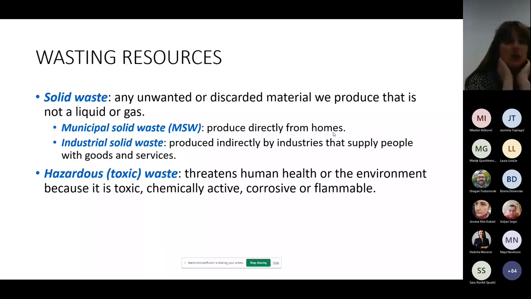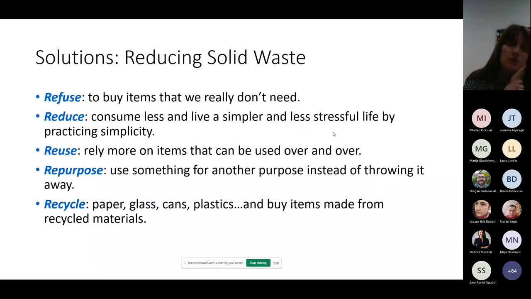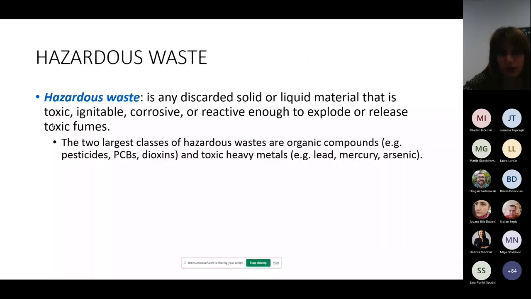So what are wasting resources and how can they be classified? They can be classified as solid waste and hazardous waste. I mentioned this a few times, and we have huge problems with these waste fields all over the region. And there are usually comments from foreigners who come here that in our region there is a huge amount of waste. So always communicate as much as you can all these R's: refuse, reduce, reuse, repurpose and recycle of resources as approaches. And we should also think about hazardous waste, how to safely dispose of it and store it.